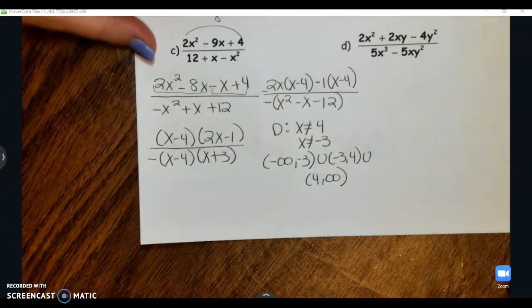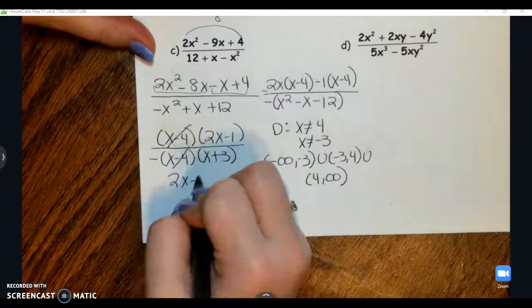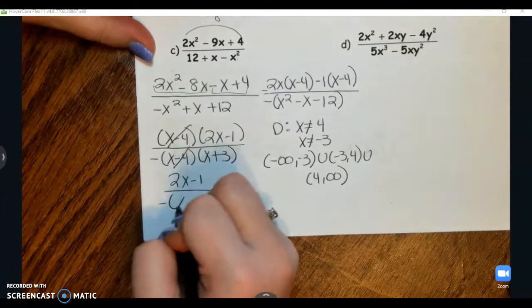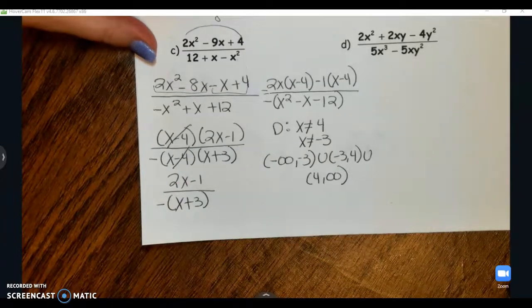All right. Now let's cancel our like terms. I have x minus 4 and x minus 4. So 2x minus 1 over negative x plus 3. And again, you can distribute that negative if you'd like, but it's also acceptable to leave it this way.